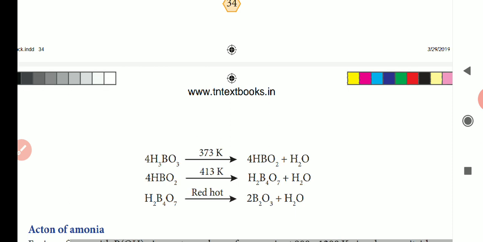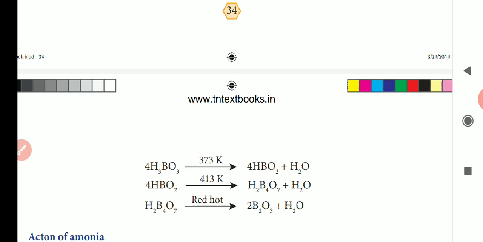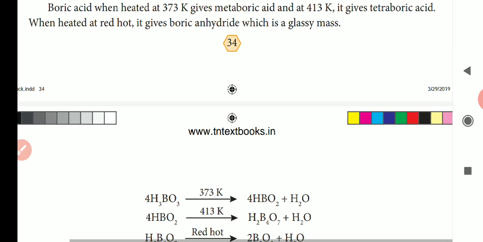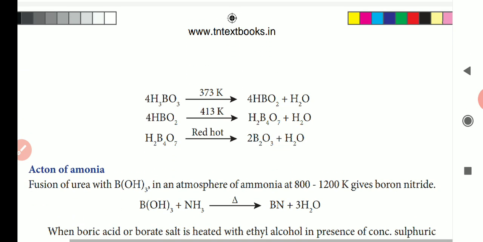The action of heat is one of the very important things. Listen carefully. Boric acid heated at 373 Kelvin produces metaboric acid. Further heated at 413 Kelvin, it produces tetraboric acid. Heated to red hot, it produces boric anhydride, a glassy mass substance.